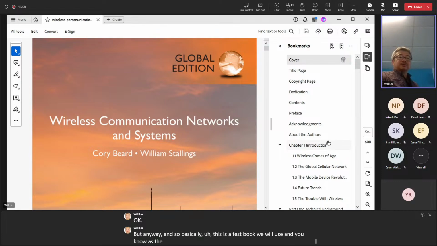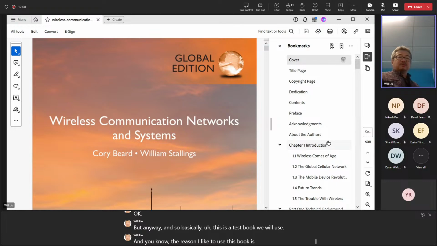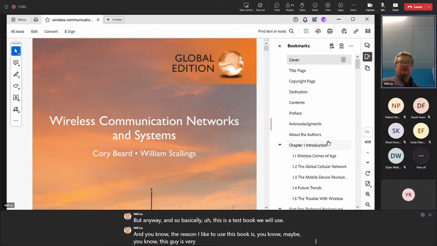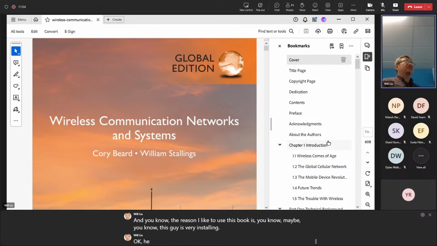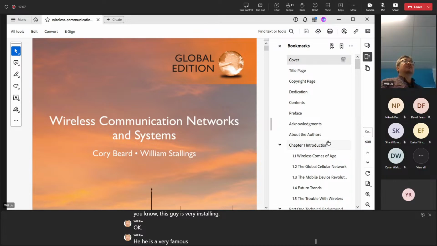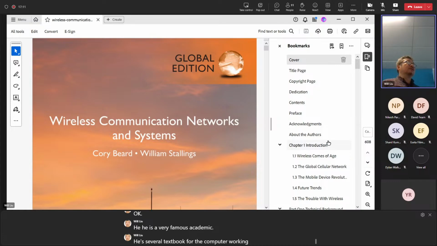Anyway, this is the textbook we will use, and the reason I like this book is that the author is William Stallings. He is a very famous academic. He wrote several textbooks for computer networking, not just for wireless, but also for wired networks. So he's a very significant author.